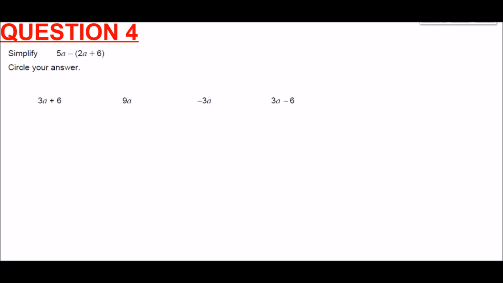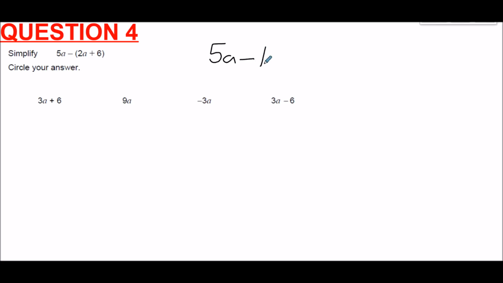Simplify 5a minus, in brackets, 2a plus 6. Now, we've got a minus sign here and a plus. What I'm going to suggest you do is think of a bracket as having an invisible 1 in front of it.